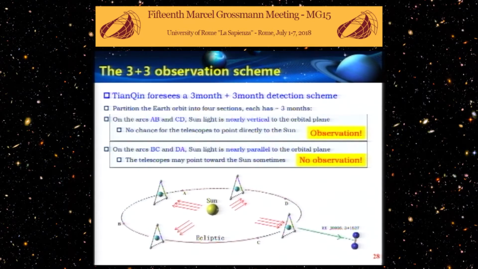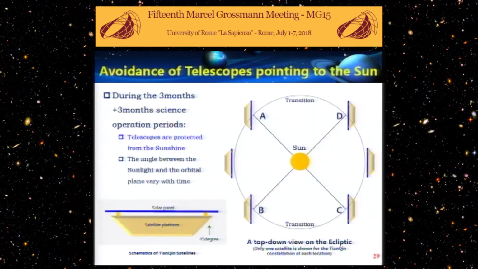So here is the so-called 3+3. In these 3 months we can operate this system, but in this direction we cannot, because the sunshine will directly destroy the observation of the telescope. Then in the other 3 months we can operate it, then stop for 3 months. And this is also some design of our satellites.